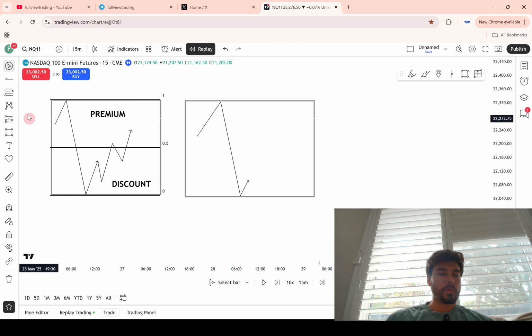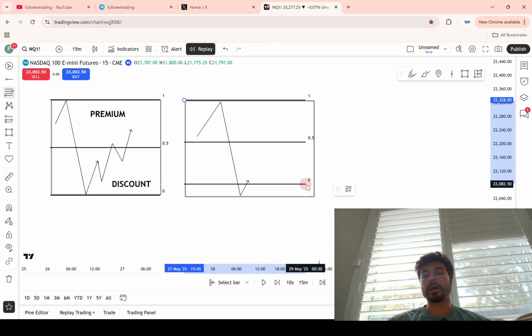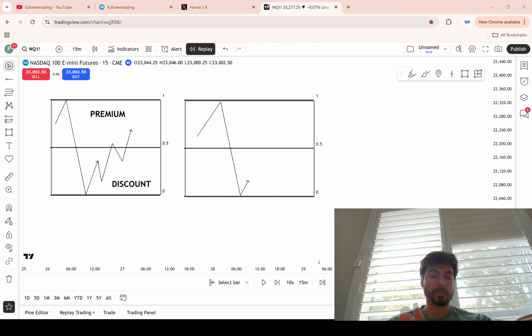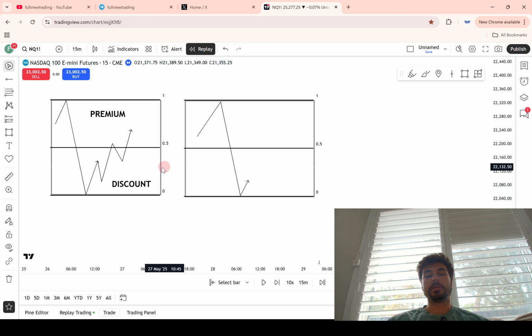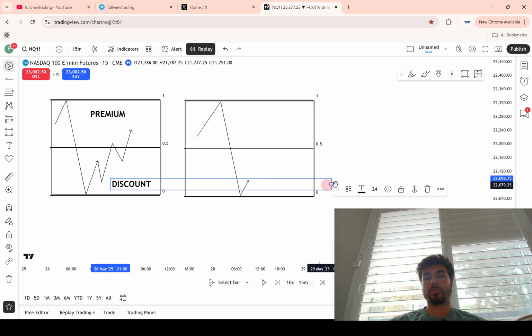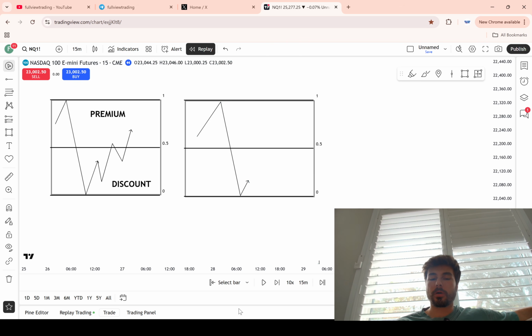So the question for you is, are we below equilibrium here? This is the basics. There's more to it than this, which we'll get into as we go through, but this is the really important stuff. Are we in discount or premium? Where my cursor is, is that discount or premium? Discount. So are we looking for a long or a short? Long.